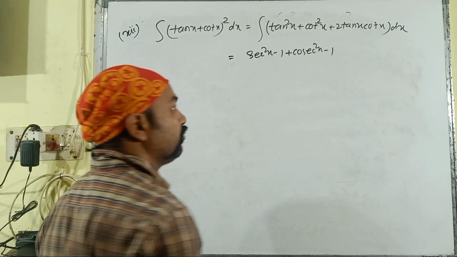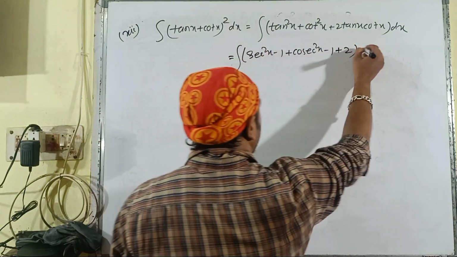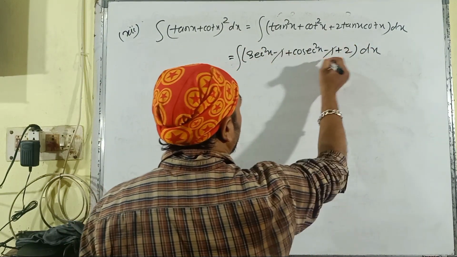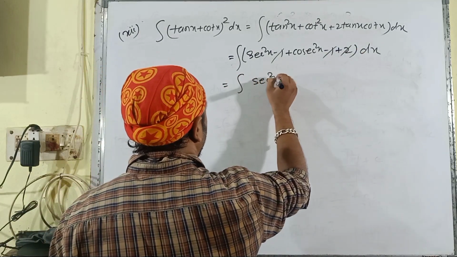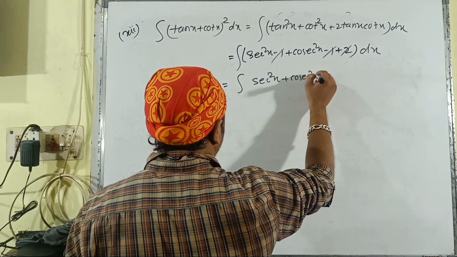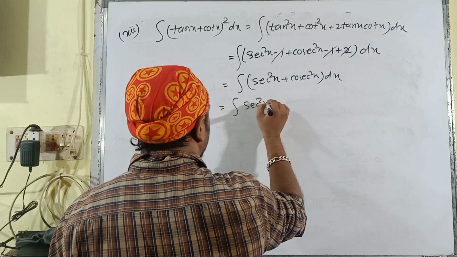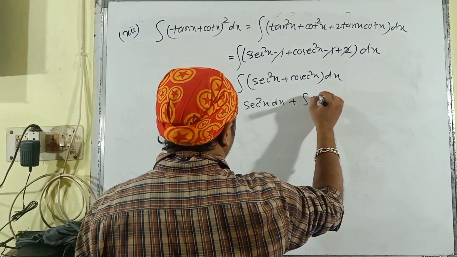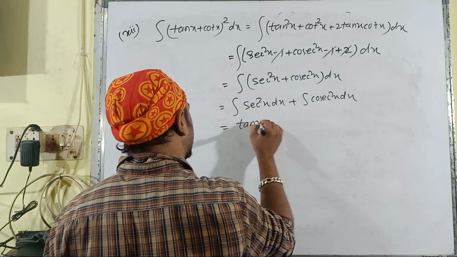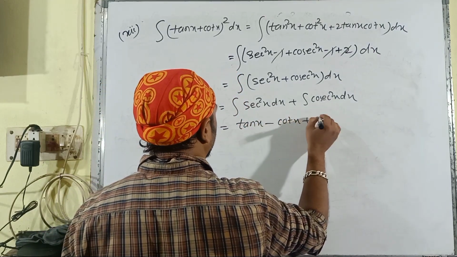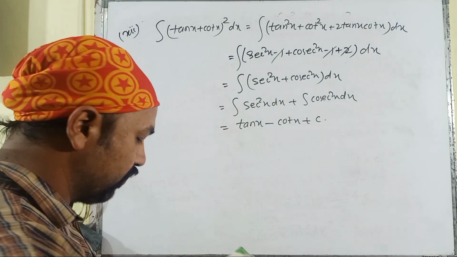Then tan x multiplied with cot x is 1. So the remaining term is 2. Minus 1, minus 1 plus 2 got cancelled with each other. The remaining parts are sec²x plus cosec²x dx. Then it is integral of sec²x dx plus integral of cosec²x dx. Integral of sec²x is tan x, minus cot x plus any constant c. And here it is the solution for the 12th bit.